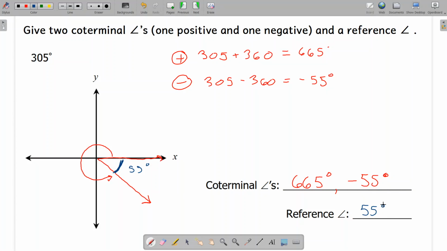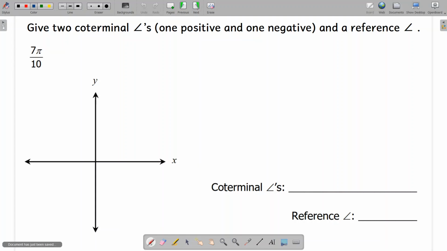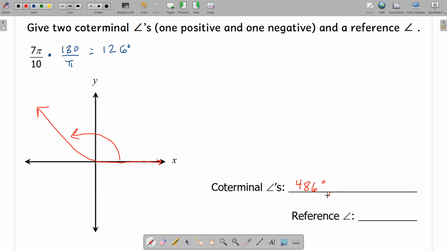So let's do one more like that. Okay, so we have 7 pi over 10. I'm going to convert this to degrees. And that's going to give me 126 degrees. So let's sketch this. So about here. I'm going to get a positive coterminal angle by adding 360, and I'm going to get my negative coterminal angle by subtracting 360.